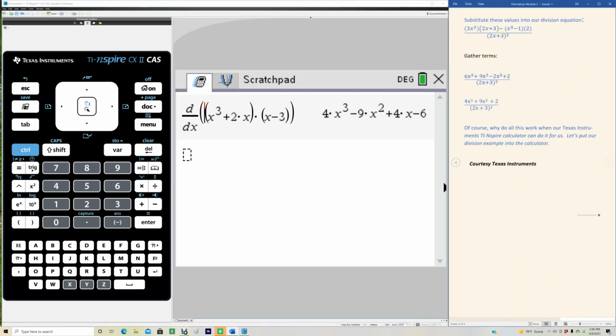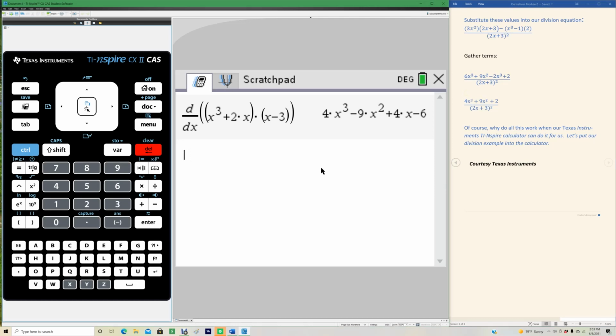Now we plug those into our division equation that we just went through. 3x squared times 2x plus 3 minus x cubed minus 1 times 2, over the quantity 2x plus 3 squared. We gather terms and end up with the following polynomial. And if we subtract 2x cubed from 6x cubed, we come up with our final answer, 4x cubed plus 9x squared plus 2 over the quantity 2x plus 3 squared.